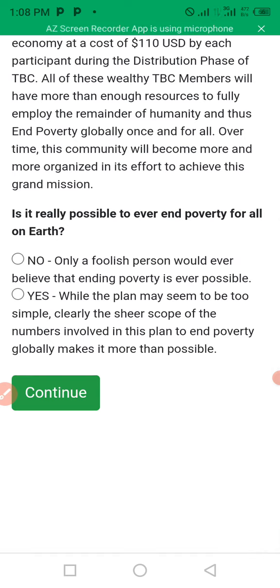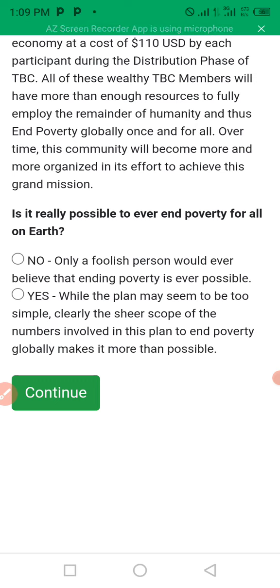Question number 5. Is it really possible to end poverty for all on earth? So this is a good question. Answer number 1 says no. Only a foolish person will ever believe that ending poverty is ever possible. That's a crazy answer, so that's not the right answer.